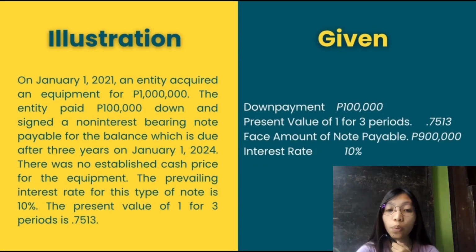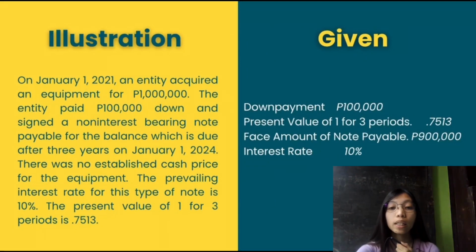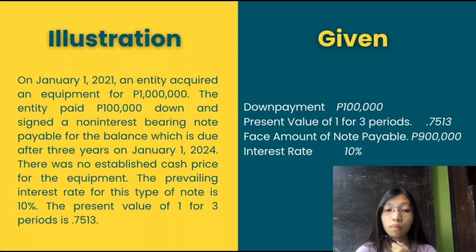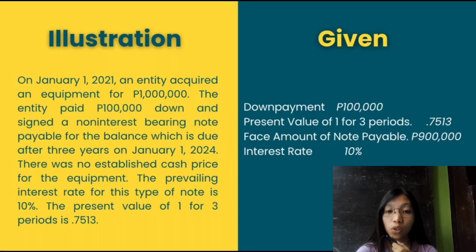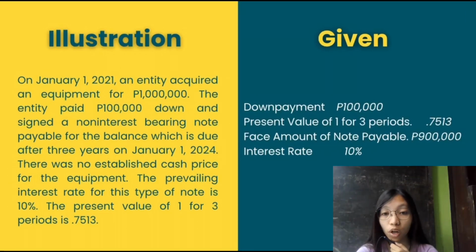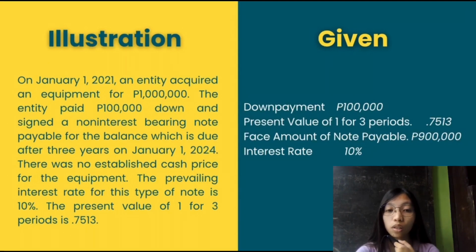So, on January 1, 2021, an entity acquired an equipment for 1 million pesos, and the entity paid a 100,000 pesos down and signed a non-interest-bearing note payable for the balance, which is due after 3 years on January 1, 2024. So there was no established cash price for the equipment, and the prevailing interest rate for this type of note is 10%, and the present value of one for 3 periods is 0.7513.